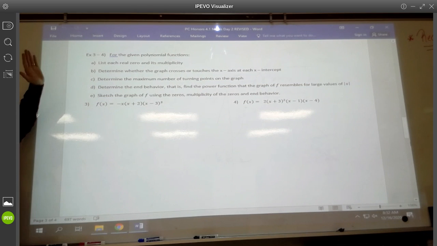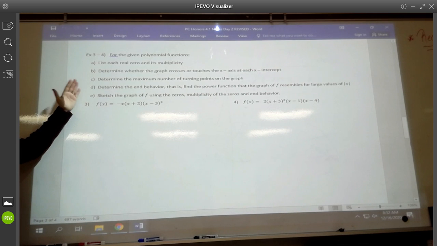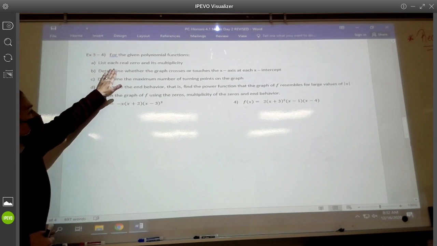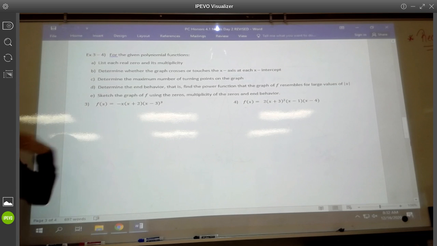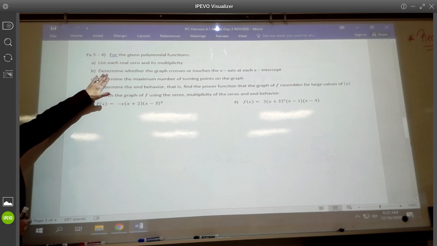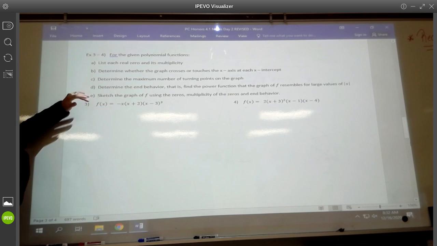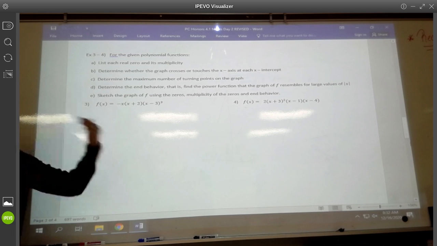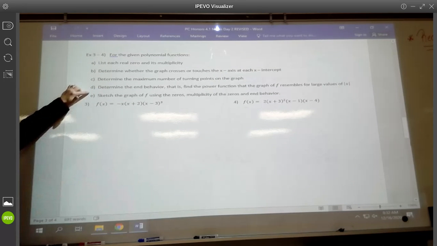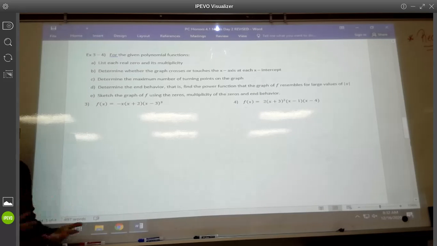So if we're going to graph polynomial functions, these are a list of things that they're going to ask you to be finding or doing on your homework. List each real zero and its multiplicity, the number of times it's repeated as that zero, as that x-intercept. Determine whether the graph crosses or touches the x-axis at each x-intercept. Determine the maximum number of turning points. That has to do with the degree. Determine the end behavior, that is, find the power function that the graph of f resembles for large values of absolute x. And then sketch the graph using those zeros, the multiplicity, and the end behavior.